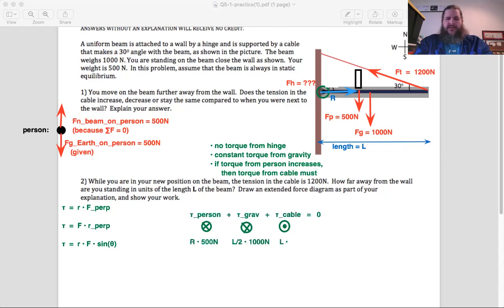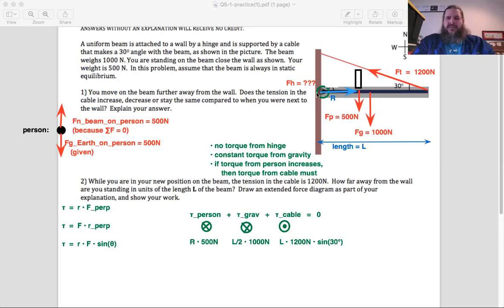And for the cable, we're going to have to do things a little differently because this is not perpendicular. For both the person and the gravity, the force is perpendicular to the radius, moment arm. So we just have radius times force times sine of 90, which is 1. But for the cable, there are a few ways we could do this. One way is we could actually just multiply radius times force times sine theta, because we have the radius, we have the force, we have the angle. So I think that'd be the most direct way to do this. Radius times force times sine of the angle. That'll tell you the torque from the cable.